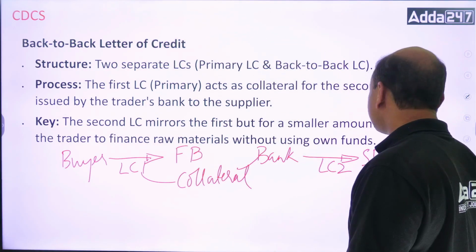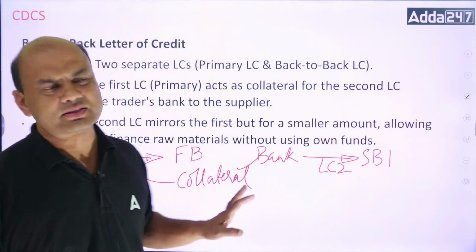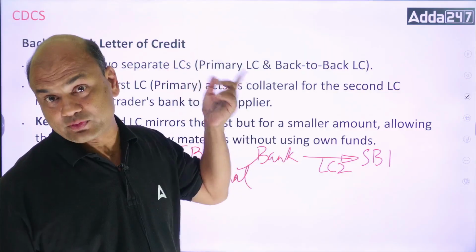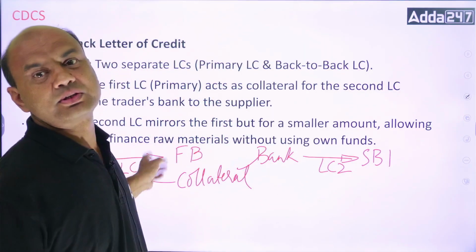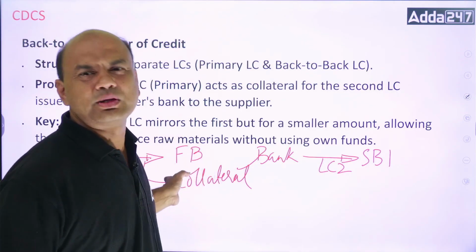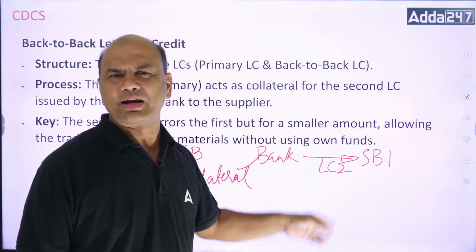See, understand this logic. The logic is that these two are totally separate transactions. This is separate, this is separate. They have nothing to do with each other. Whereas in a transferable LC, the second LC, this transfer was dependent on the first LC. Here nothing. It's just a collateral. Now I can transfer it to SB1, SB2, SB3, SB100, SB1000.